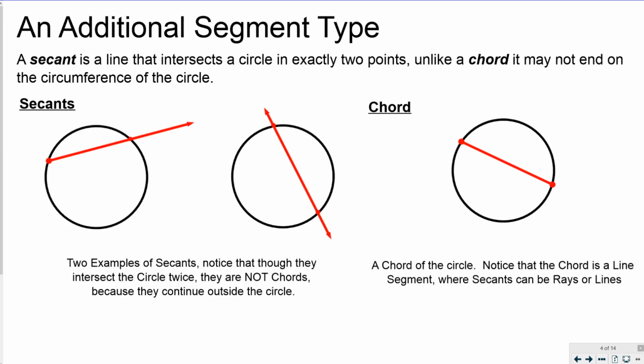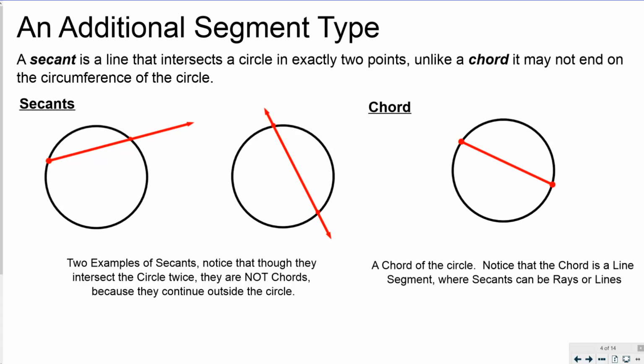So, we're going to talk about an additional segment type. The additional segment type is called a secant. A secant is a line that intersects a circle in exactly 2 points. That sounds just like a chord, right? A chord starts and ends on the circumference of a circle. But unlike a chord, a secant may not end on the circumference of the circle.